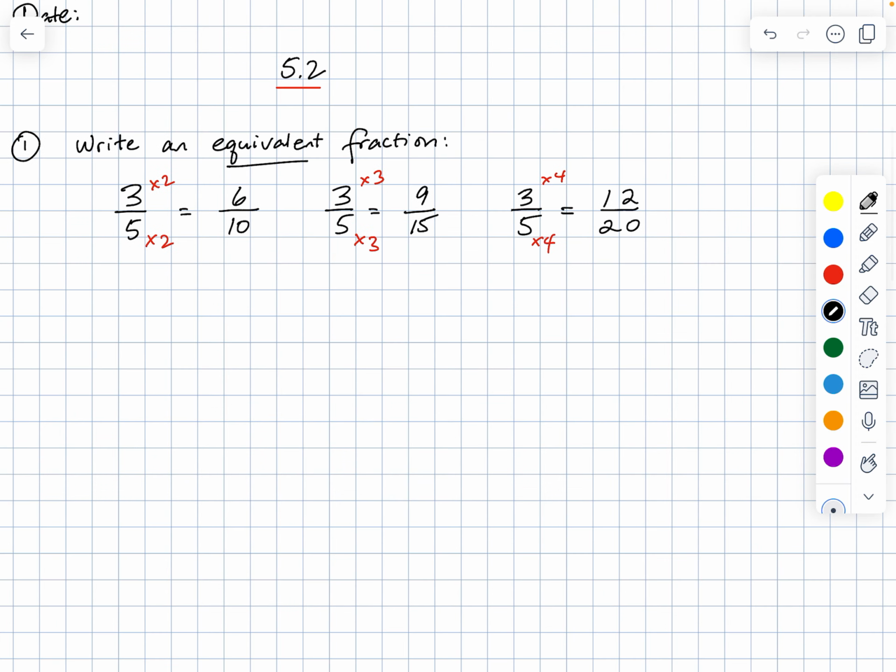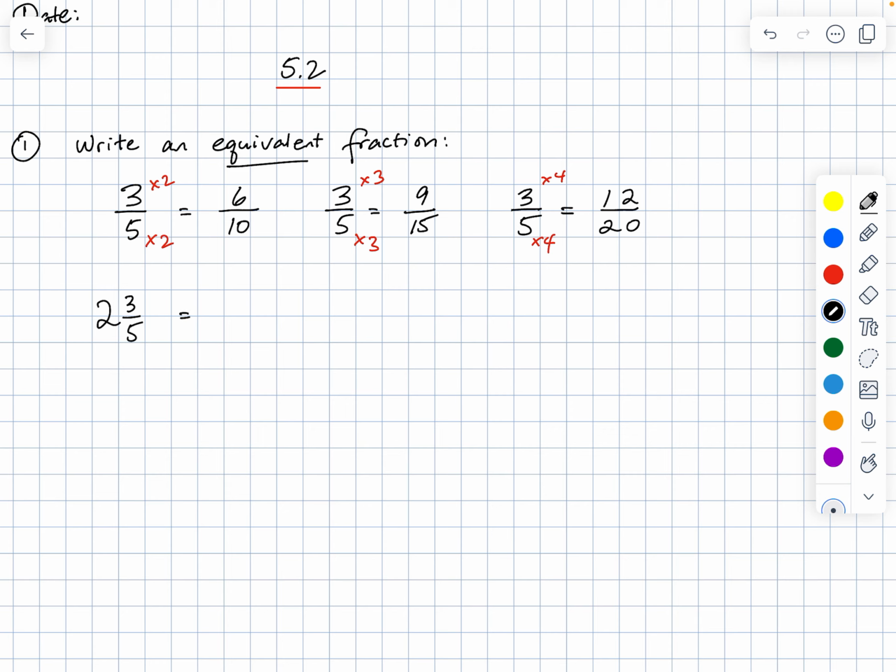Now, we can also do this with mixed numbers and improper fractions too. So again, same thing, write the equivalent fraction. Actually, I'm not even going to do number 2. We can do the same thing with a mixed number. So say if I added a 2 and I said 2 3/5, I'll make sure this is lined up here properly. Let's fix this. Okay, so 2 3/5, what would be an equivalent fraction? You can apply the same principle too.